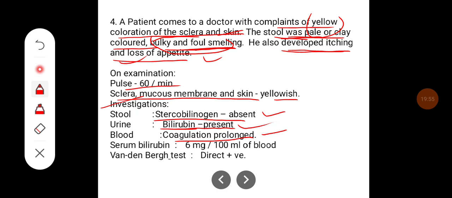coagulation time, which is prolonged, probably because of the involvement of the liver. Then serum bilirubin is 6 milligrams per deciliter, and Van den Bergh test is direct positive. So the Van den Bergh test is directly positive because of the presence of conjugated bilirubin here.